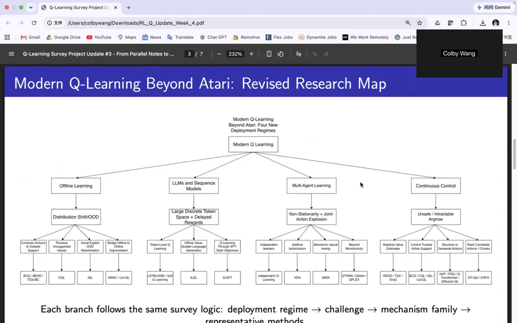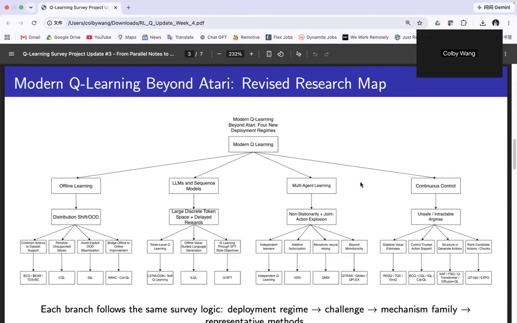So now, this is the updated modern Q-learning map. The four branches are offline learning, language and sequence models, multi-agent learning, and continuous control. The point of this diagram is not to claim that every method belongs in only one category. In fact, some overlap is actually meaningful.